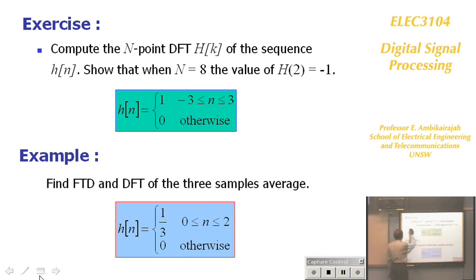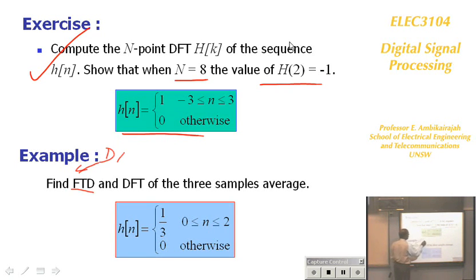So here are the examples. You have to compute an N-point DFT for this particular sequence, and show that when N equals 8, the value H2 is 1. So let's go and try this one. Find the Fourier transform of the discrete signal, which is the discrete-time Fourier transform, and the DFT of the 3-sample average. There are only 3 samples here, so we look at that.